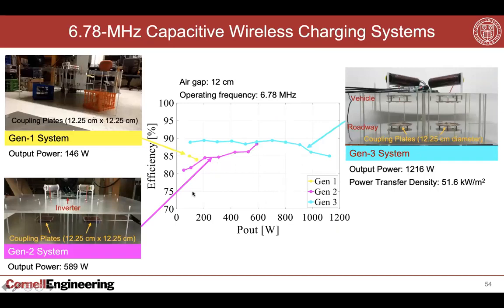So here are some systems that we've built at 6.78 megahertz. You can see progressively our various generation systems and how we were able to reach 1200 watts with power density of 51 or so kilowatts per meter square. That means in a meter square area, we could deliver 50 kilowatts or more of power at efficiencies that are reasonable, approaching 90%. This is operating at 6.78 megahertz with an air gap of 12 centimeters.